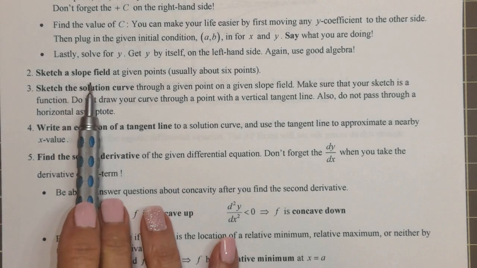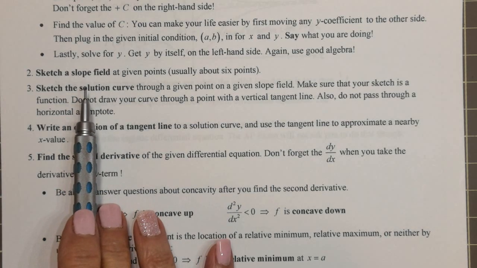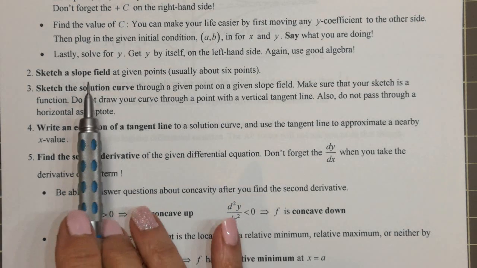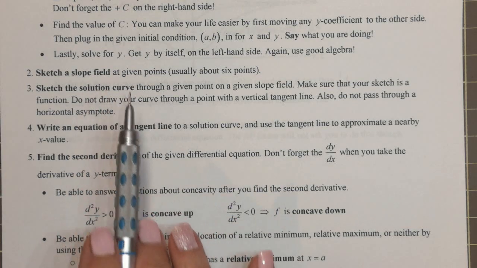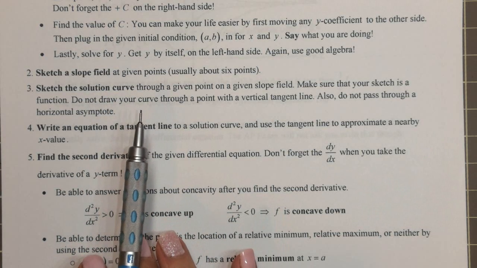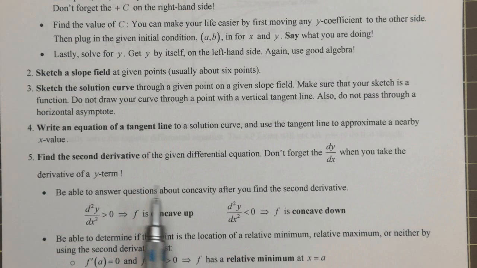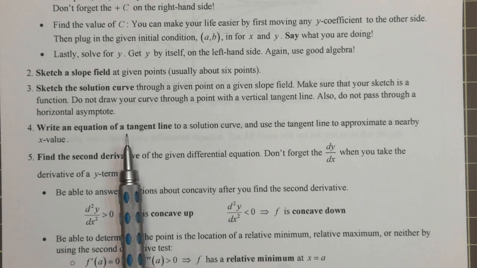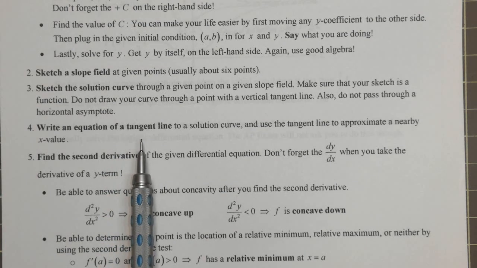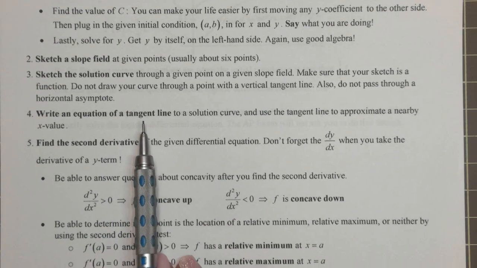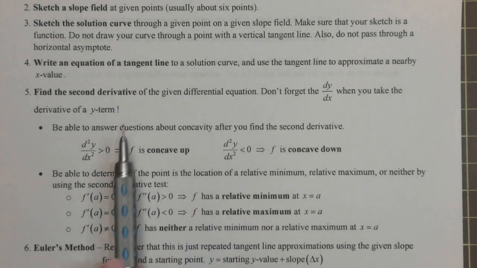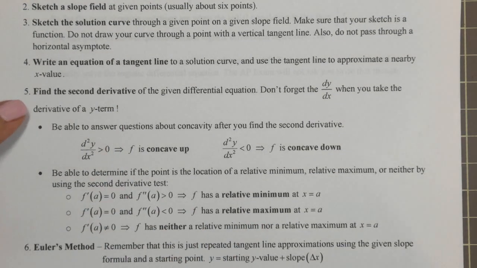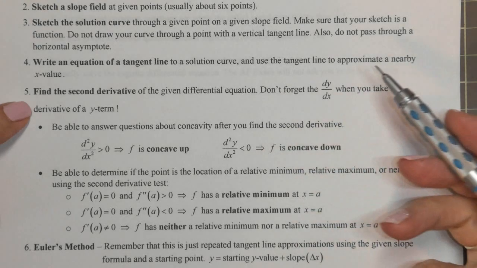Sometimes on these problems, it also involves a slope field. You will either sketch a slope field or sketch a curve through a given slope field. Another type of question is finding the equation of a tangent line, using the equation of a tangent line sometimes to find a value of your function. Oftentimes in here you'll have to find a second derivative. So they give you dy dx, you find the second derivative.